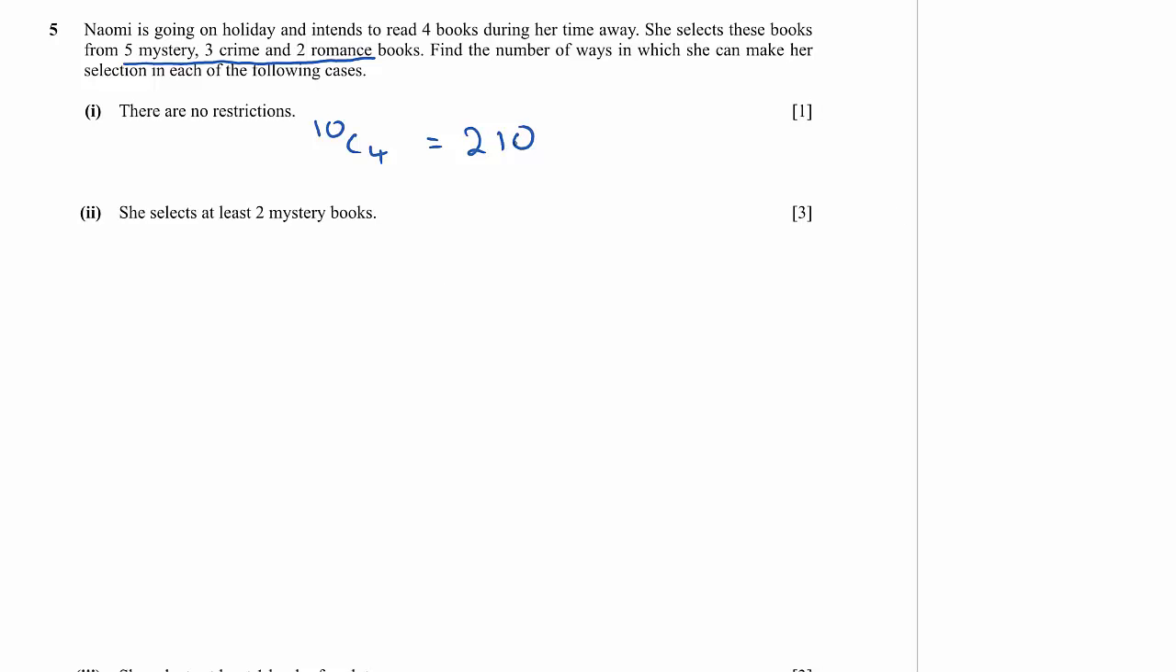She selects at least 2 mystery books. So how many mystery books could she choose? She could choose 2 of them. She could choose 3 of them. She could choose all 4. And if we do that, there's no other books to choose from. In this case, she would have to choose 2 other books from the 5. And in this case, she'd have to choose 1 other book.